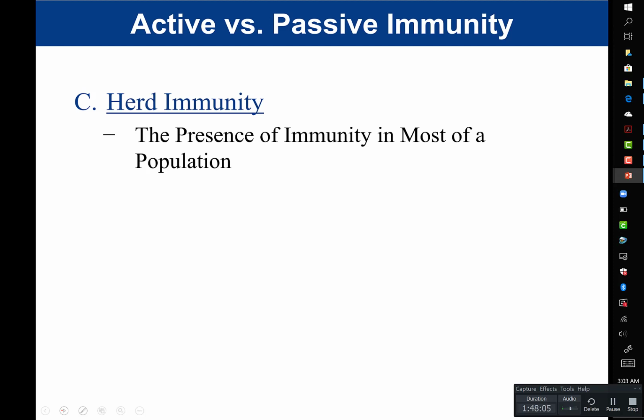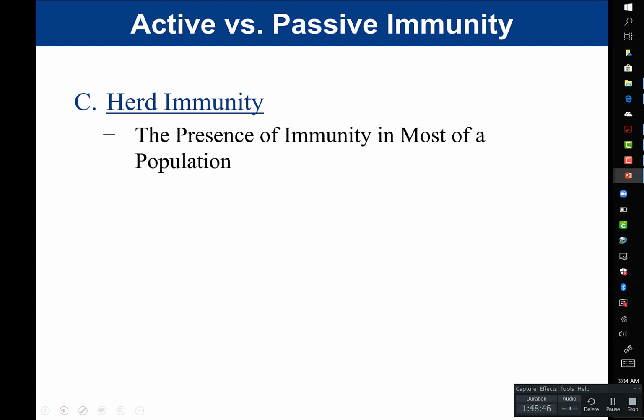And so that's our herd immunity: the presence of immunity in most of the population, and that's going to prevent the spread of an infection. Again, that's why we saw the measles outbreak, because of the anti-vaccine movement that happened because of an article published by Andrew Wakefield, where he claimed that vaccines cause autism. However, it was discovered that those claims were fraudulent. He basically made them up. Unfortunately, that led to a big anti-vaccine movement.